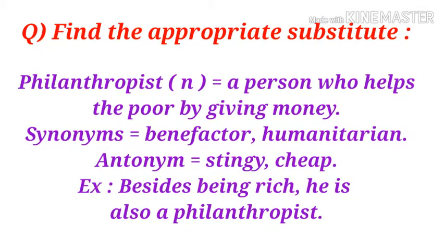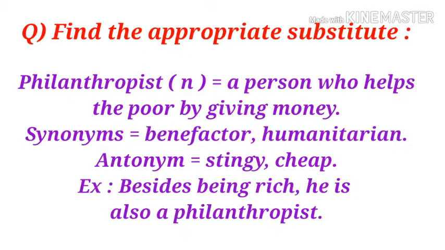So, the first word option given here is philanthropist. I hope you have heard about this word most of the time, and most of you know the meaning also. But still, let us discuss the meaning of the word. Philanthropist is a noun which means a person who helps the poor by giving money. That means he gives money for charity. That is known as a philanthropist. Its synonyms are benefactor, humanitarian, and its antonyms are stingy or cheap.